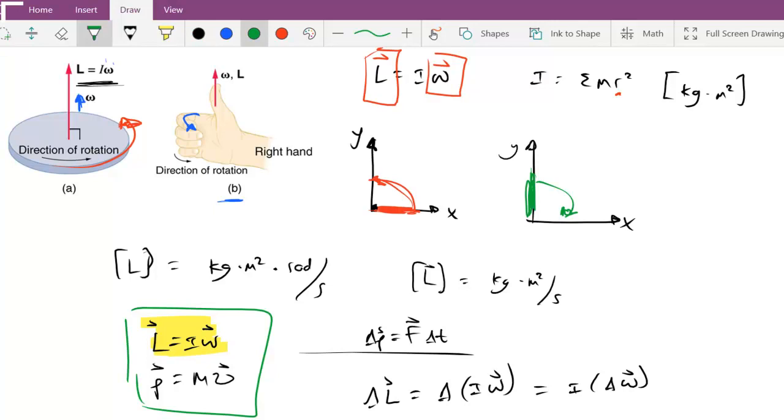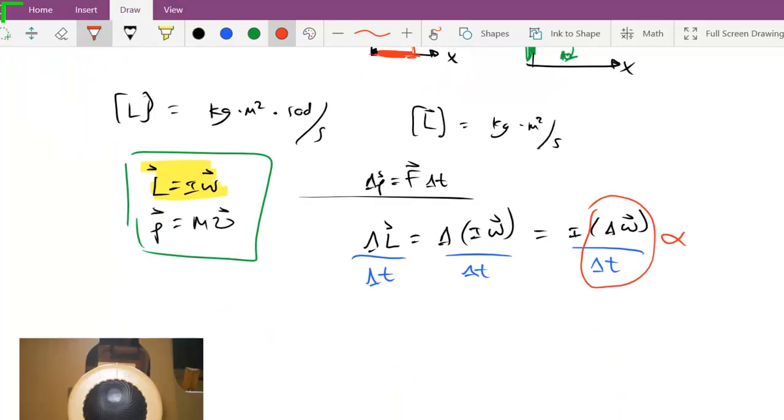And if we look, instead of just the change in angular momentum, at the rate at which it changes, we divide this by a time. Then we see here that a change in angular momentum with time would be a rotational inertia times a change in angular velocity with time. But a change in angular velocity with time is an angular acceleration.